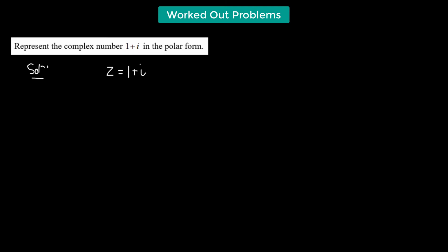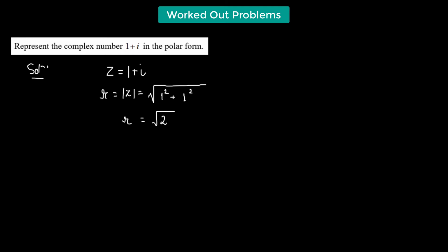The first thing that we have to do is determine the value of r. So r is actually the absolute value of our complex number, which is the square root of the sum of squares. That means we first take the square root and then we square the real part, which is 1 squared, and add it to the square of the imaginary part, which is again 1 squared. So that gives us the square root of 1 plus 1, which is root 2. So this is going to be the value of r.